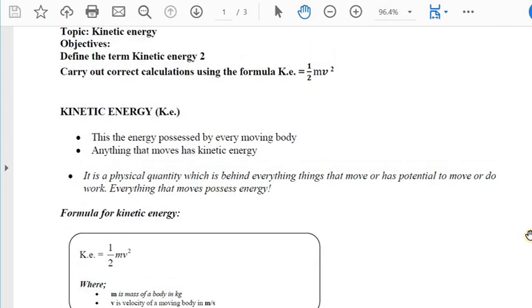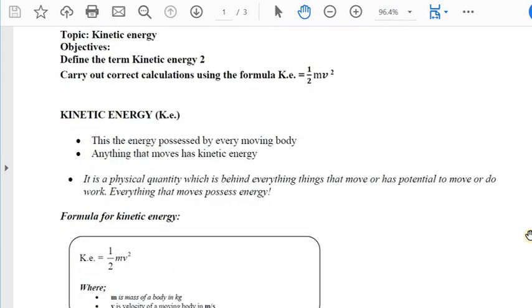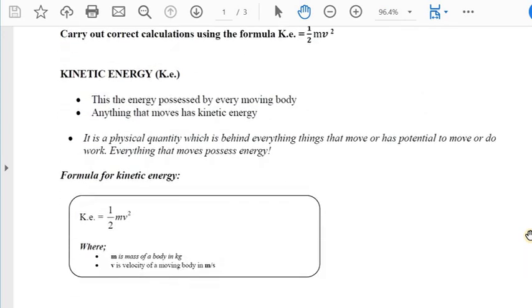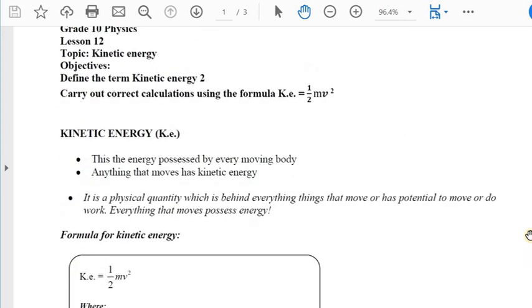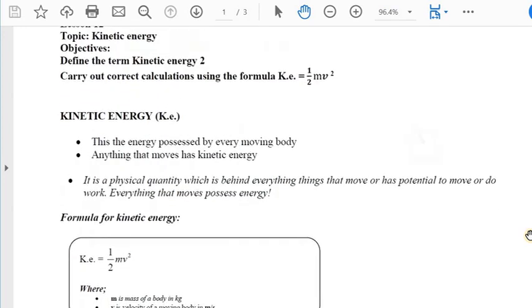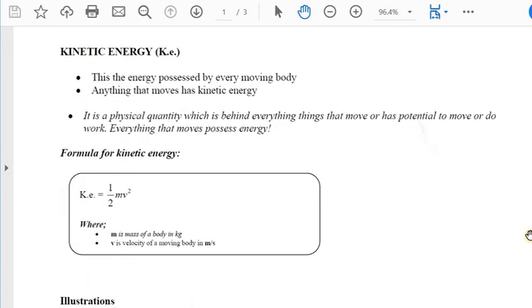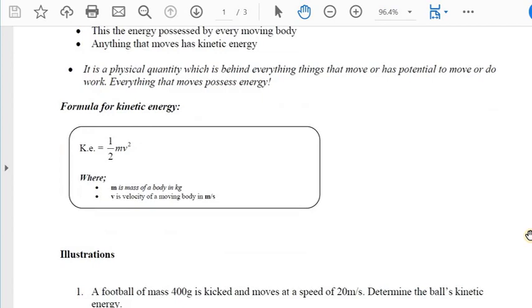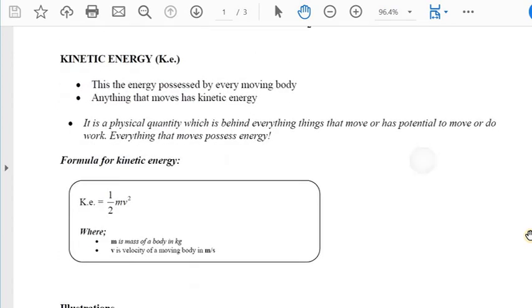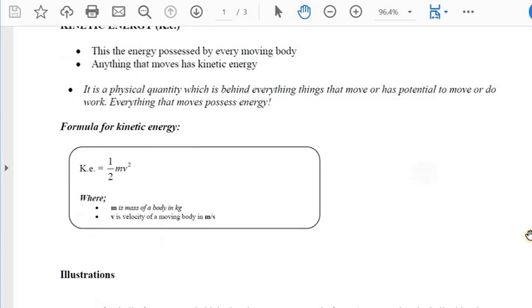Okay, so kinetic energy is energy possessed by moving bodies. Anything that moves has kinetic energy. This is a basic concept from our earlier studies, last year in grade 9 and grade 8. I'm sure even in primary school you were told certain things about kinetic energy. What we're mostly concerned with now is that anything that moves possesses kinetic energy, and how we are able to calculate it.